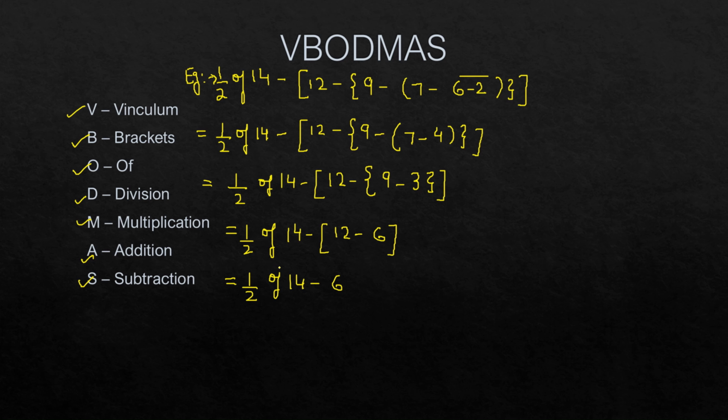Now, out of "of" and subtraction, "of" is solved first. So half of, how to solve "of"? We just replace it by the multiplication sign. So we get half of 14 is 7, minus 6 equals 1, which is the answer to this numerical expression. So this is how we solve simplification questions, just remember V BODMAS.